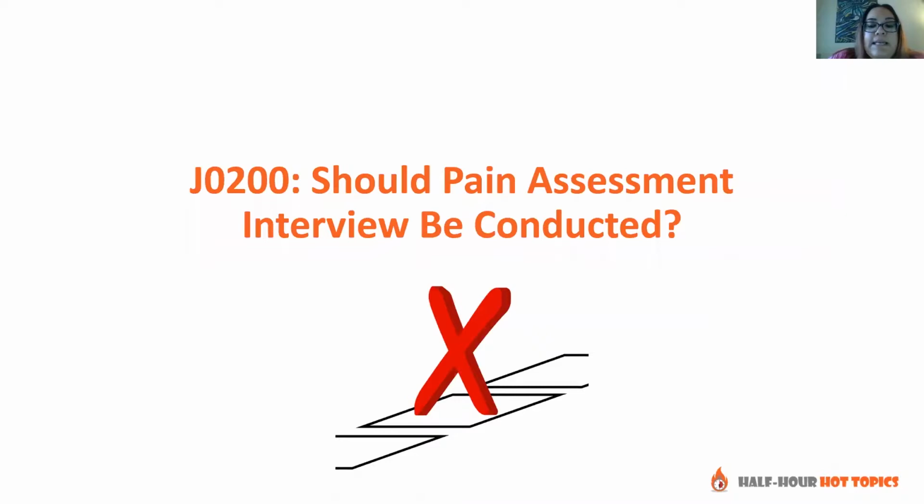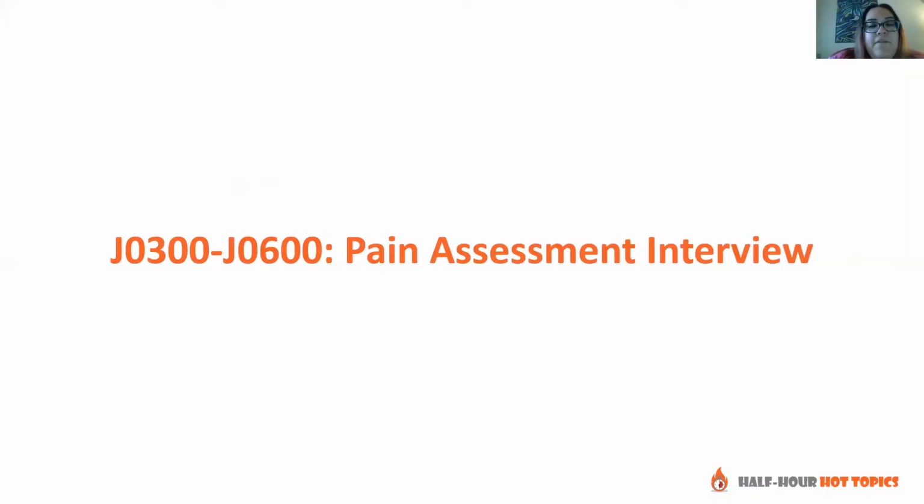If a resident cannot communicate, such as verbal, gestures, or written, then a staff observation for pain behavior should be used. Remember, we should attempt to complete the interview if the resident is at least sometimes understood or an interpreter is present or not required. So based off of our answer in J0200, that will then lead us into J0300 to J0600, which is that pain assessment interview. And your pain quality measure derives specifically from these questions, J0300 through J0600.